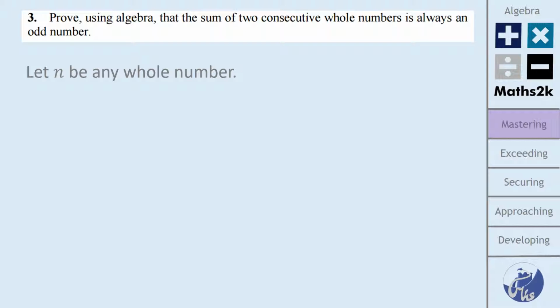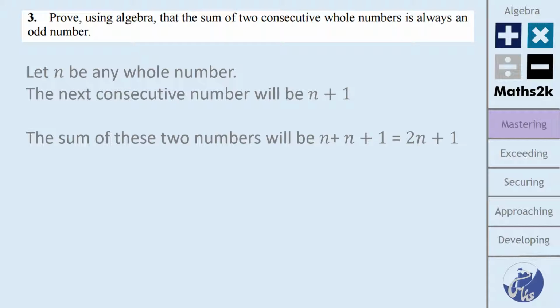From here, we would then say, well, what would be the next number after that? Well, that would be n plus 1. Consecutive meaning the next one, or the one that's immediately after it. So if n was 5, our next consecutive number would be 6. Well, that's 5 plus 1, so that's why we get n plus 1. Now when we look at the sum of these two, we're going to get 2n plus 1.